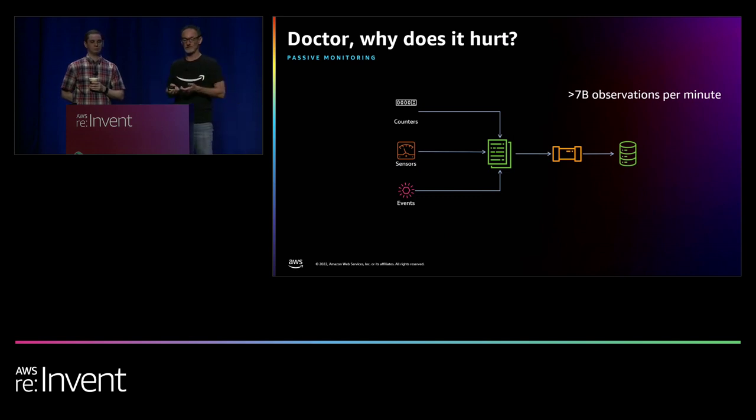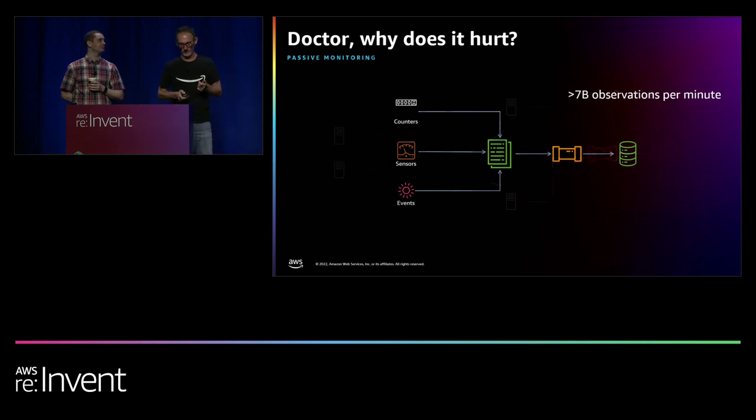Once we get the switches into the network, we need to make sure that everything's operating as we expect. We have passive monitoring systems that collect hundreds of readings from each switch. There are counters, there are sensors, and there are events. Altogether, we capture more than 7 billion observations per minute. Let that settle in, 7 billion. If I had a penny per observation, I'd buy this hotel. Yeah, probably not.